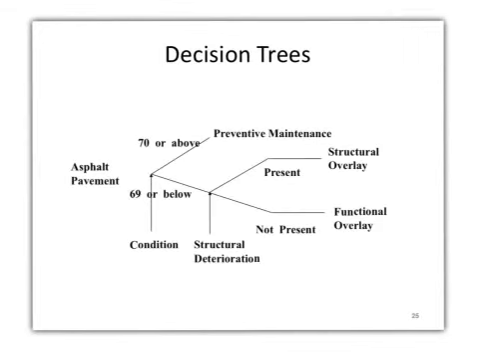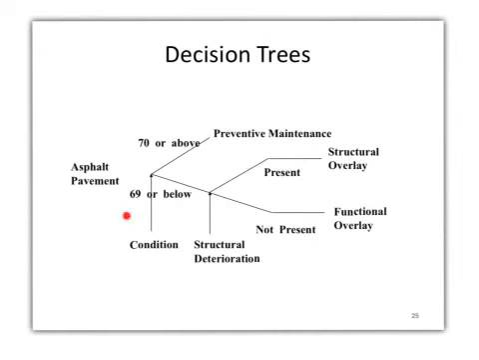This is an example of a decision tree that can be used in multi-year prioritization, and that really depends on the condition of the pavement. So if I have an asphalt pavement that has a PCI of 70 or above, I'm just going to do preventive maintenance. If it's 69 or below, then I need to go here and ask myself, is there a structural deterioration present or not present? If it's present, that means I need to apply a structural overlay.